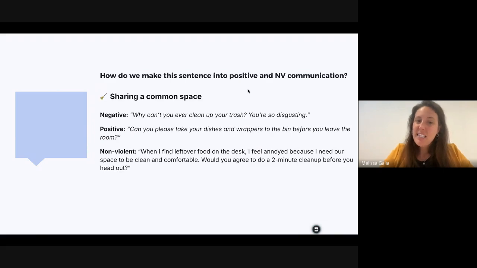And a very last example, really, as we are wrapping up on this. For example, "Why can't you ever clean up your trash? You're so disgusting," okay, this kind of situation. Instead: "Can you please take your dishes and wrappers to the bin before you leave the room? I would really appreciate that, because that makes me feel annoyed, because I have to do it myself eventually, okay? Can you please just take a minute to get this done?"